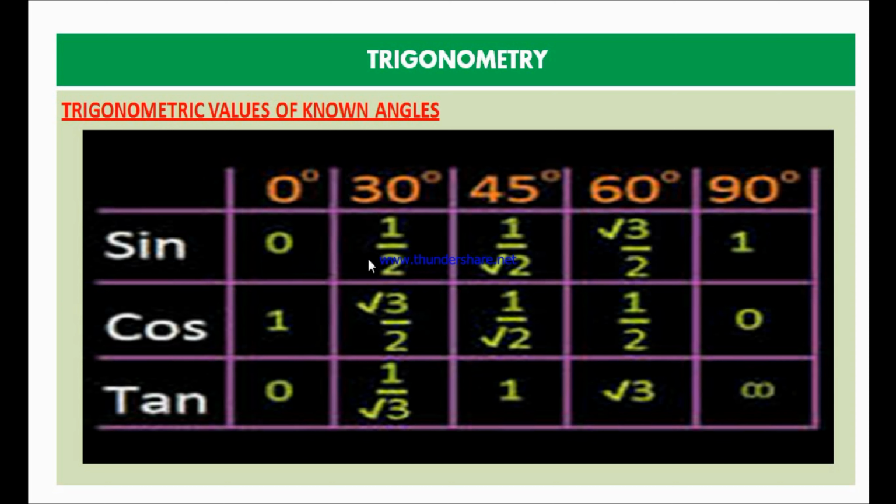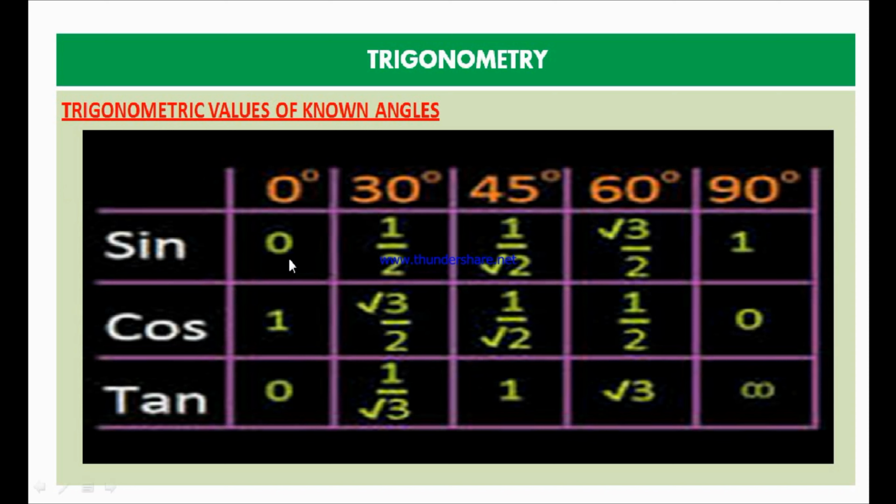0, 1 by 2, 1 by root 2, root 3 by 2 and 1. There are different methods to remember these values. You can use any one of them, or better to recite it 3 to 4 times, it is enough. Once you know the values of sine, you can write the cos values very easily. The ascending order is sine values and the descending order is cos values.